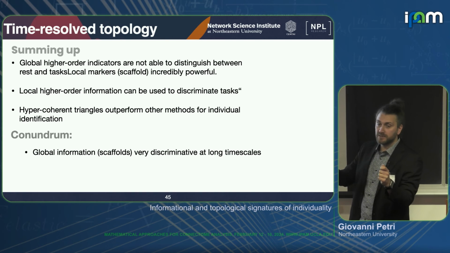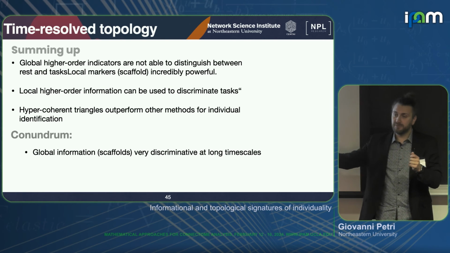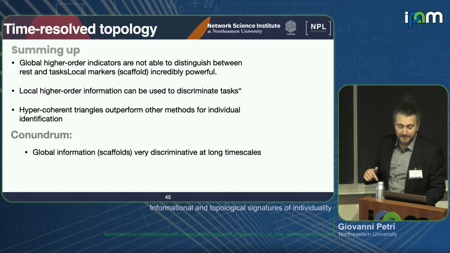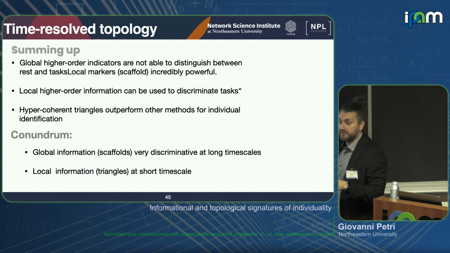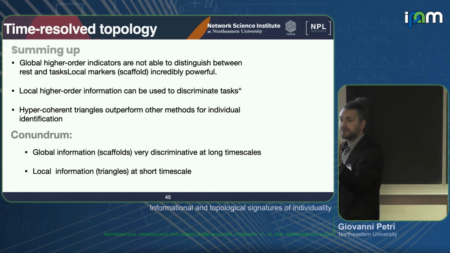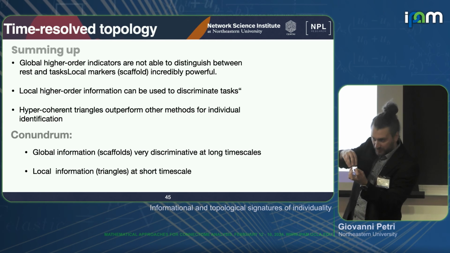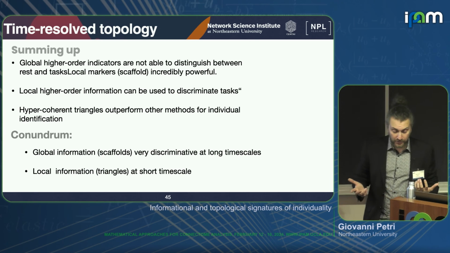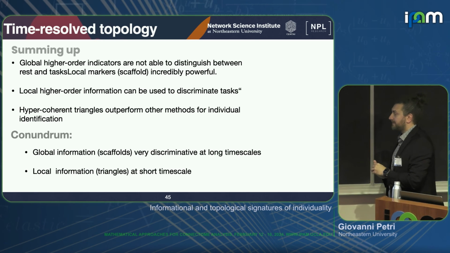Now, the conundrum here is that we find that at the global, whole brain level, the scaffolds are very good at the long time scales to fingerprint. At the short time scales, instead, the scaffolds are really, really bad. And instead, these localized triangles, which are very local structure because it's just the triangles, if you look at them, they're very, very good.